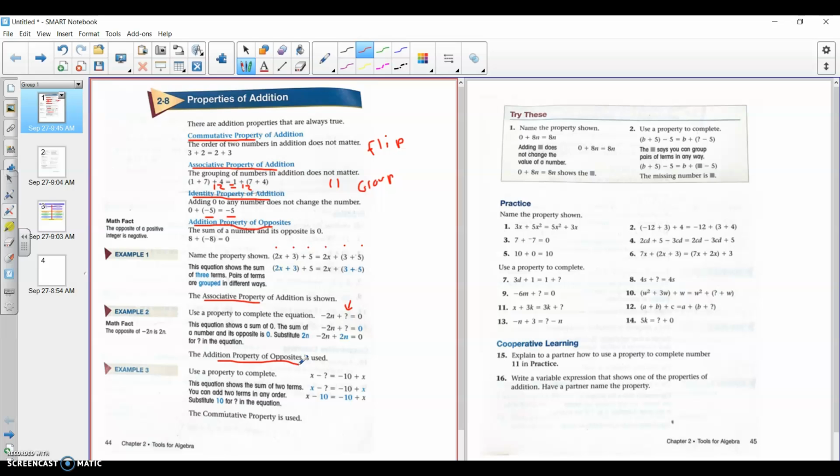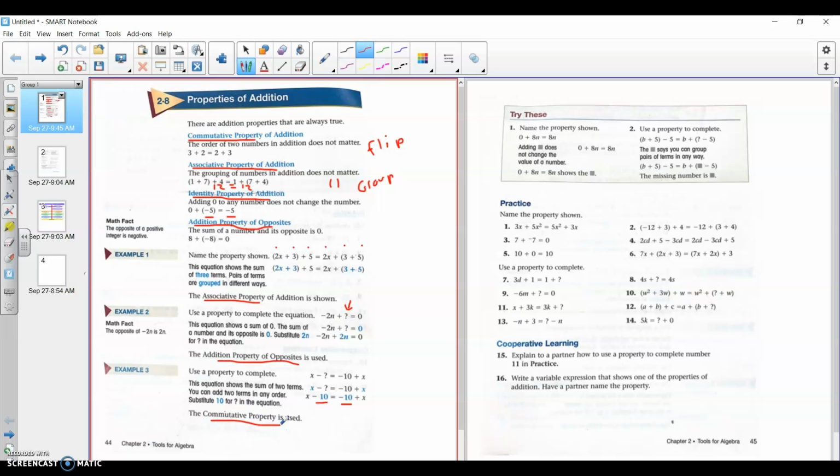Use the property to complete. Again, example number 3, we have x minus something equals negative 10 plus x. And all this looks like is I have an x here on the right side and a positive x on the left side. And then it looks like I could just go ahead and throw in a 10. This would be just flipping. So this would be x minus 10 equals negative 10 plus x. So this subtraction is acting as a negative 10. All we did here was flip the numbers. So the commutative property would be the correct choice here.